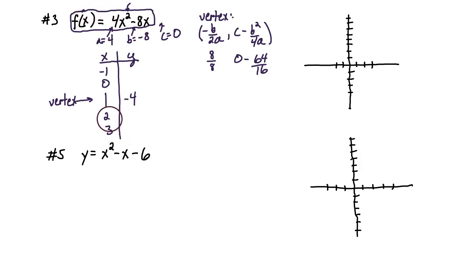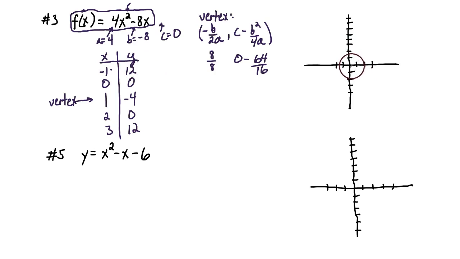I'm going to plug in 2. 2 squared is 4, and 4 times 4 is 16. Over here, 8 times 2 is 16, and 16 minus 16 is 0. This is 0, and this is 0. Now I'm going to plug in 3. 3 squared is 9. 4 times 9 is 36. Over here, 8 times 3 is 24. And 36 minus 24 makes 12, and this makes 12. Now let's graph this.